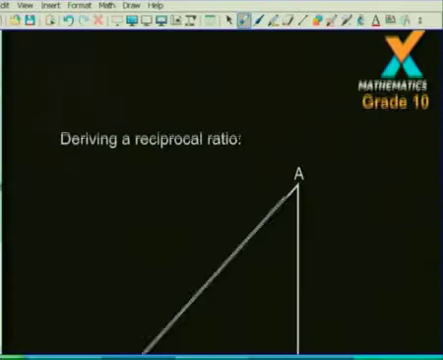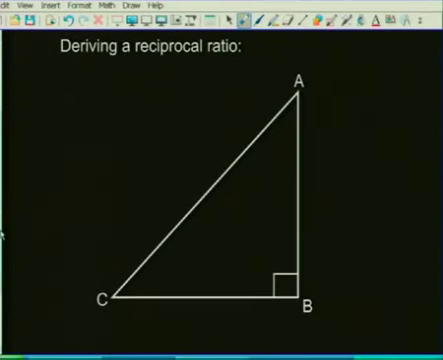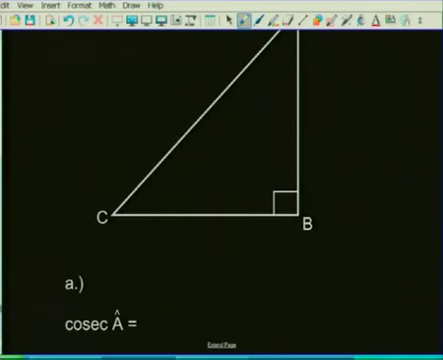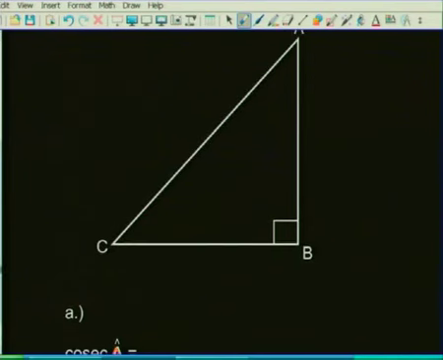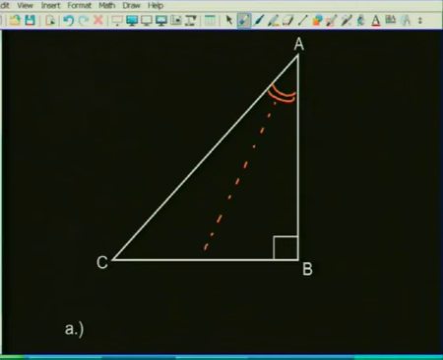Now, we're going to play with the concept of deriving a reciprocal ratio. I've got a triangle here, and the question asks me to find the cosec of A. Remember, the first thing we do on triangles is name the triangle according to the angle we are working with. So we are working with angle A. I go to my drawing, there's my angle A, and the first thing I'm going to do is name all the sides using A as the reference point. If I'm using A as the reference point, the opposite side will be this one.